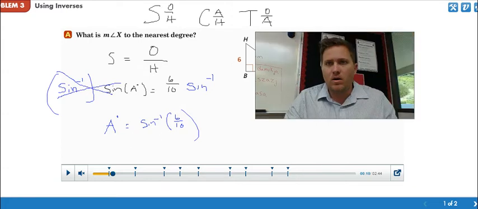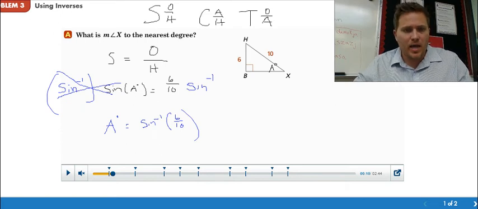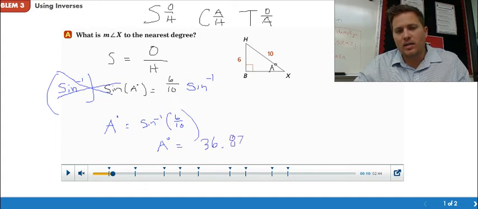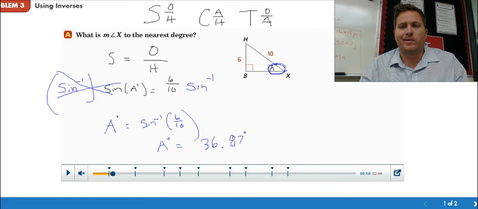I know that my answer right here, angle A, is going to equal 36.87, and let's just put that in degrees. So that allowed me to find out what that degree was right there. Alright, let's do one more.